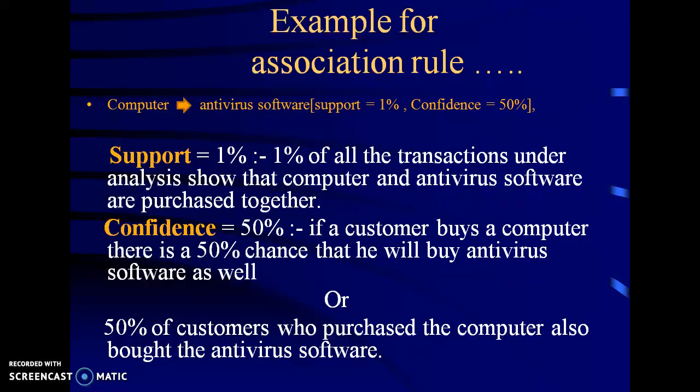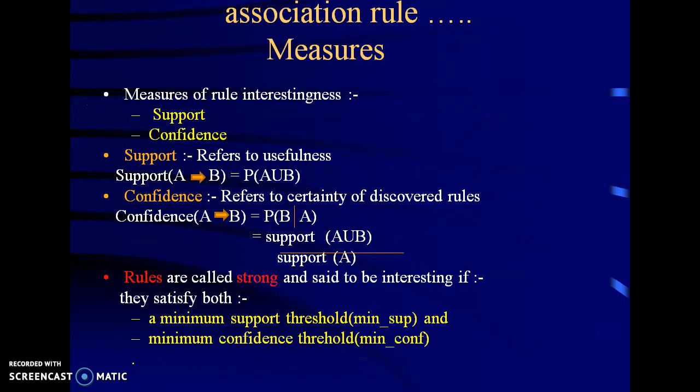When it was analyzed, you get to know that computer and antivirus software were purchased together, and this occurrence has a support of 1%. Whereas a confidence of 50% says that if a customer buys a computer, there is a 50% chance that he will buy antivirus software as well. That is, buying a computer gives a 50% probability that antivirus software will also be purchased along with it. So support and confidence are the measures for this association.